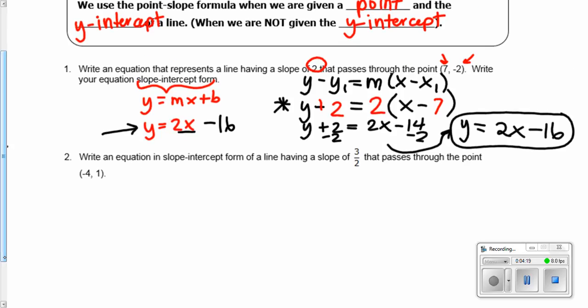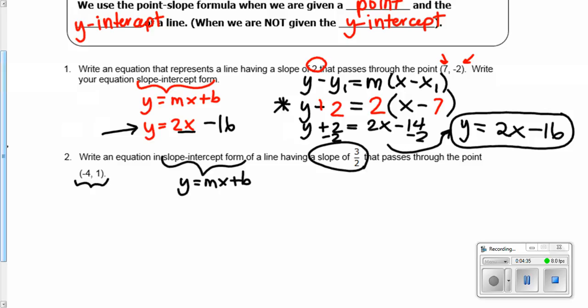Okay? So let's do another problem. Just keep practicing. Write an equation in slope-intercept form. So again, our goal here is y equals mx plus b, with a line having a slope of 3/2. Okay, that's good. I got part of it. That passes through the point (-4, 1). Well, that is not a y-intercept. That is a point.